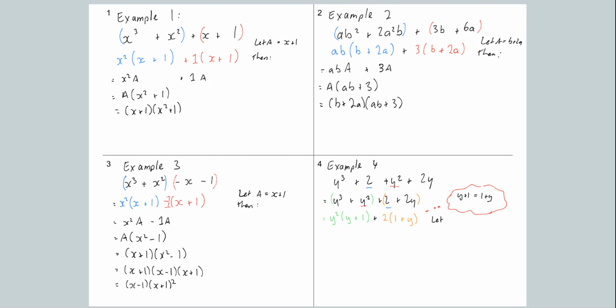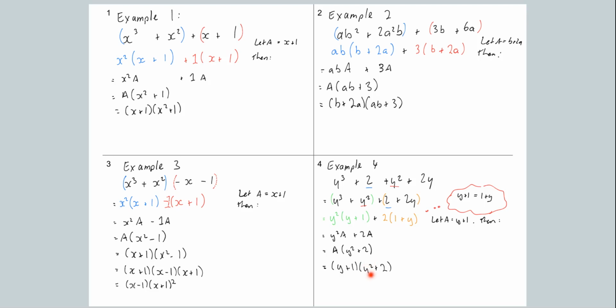So we can do our usual substitution if you want to, you don't have to. Let a equal y plus 1. Then we have y squared a plus 2a. Take out the common factor of a to get y squared plus 2 left over. And then I can replace the a with the y plus 1. So I have y plus 1 times y squared plus 2. And I'm pretty much done.